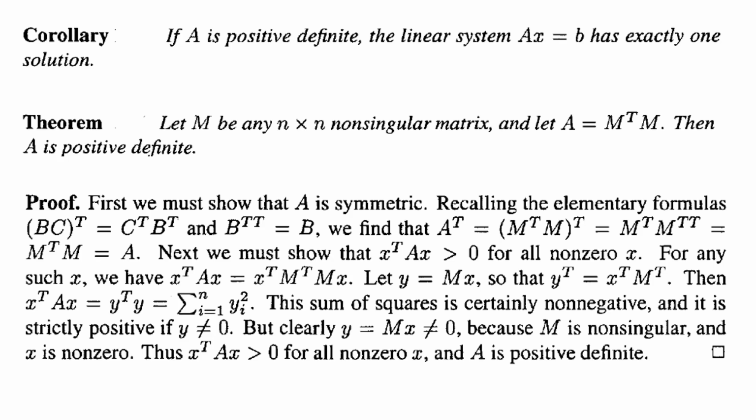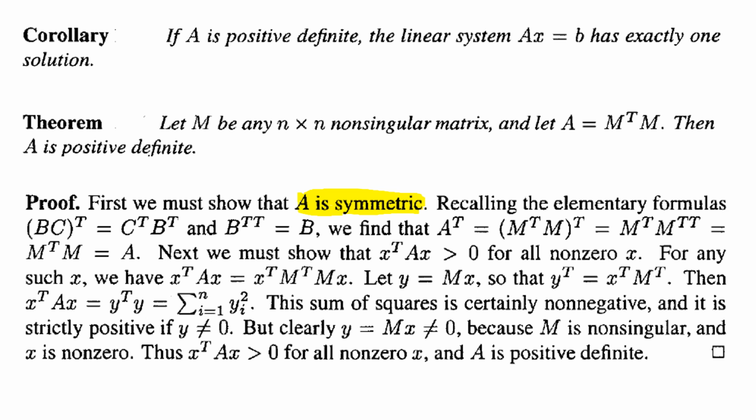Next theorem: let M be any n cross n non-singular matrix, and let A be equal to the product of the transpose of M with M. Then A is positive definite. First, we must show that A is symmetric, because for the proof of a positive definite matrix, that matrix should be a symmetric matrix.